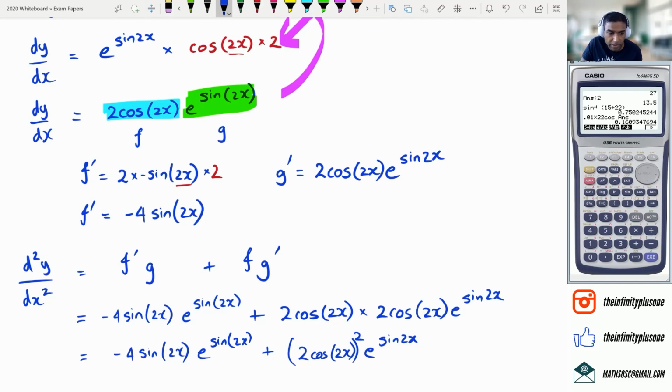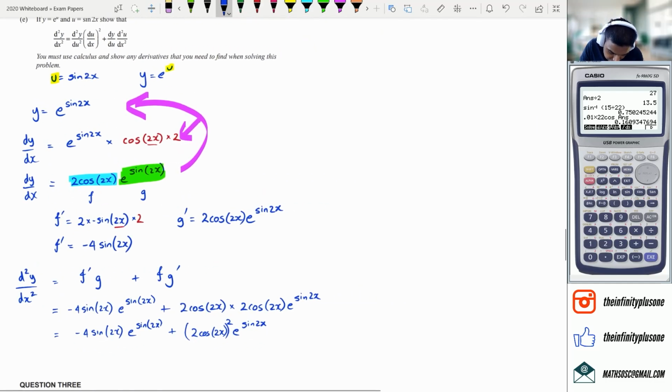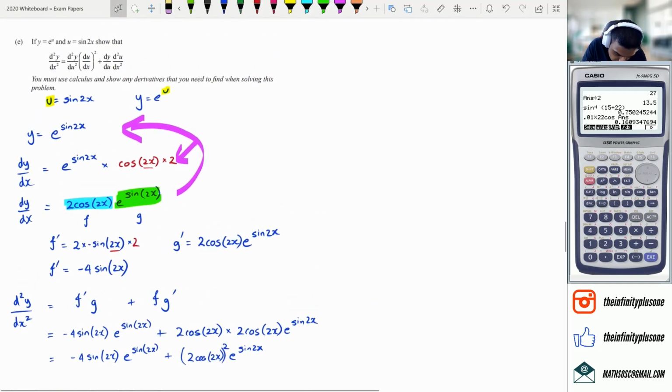So all I've done here is just the left-hand side at the moment. Now I've got to work on that right-hand side. So this was the left-hand side. Right-hand side, that looks uglier than usual. Just going to copy that down first. So u equals sine 2x and y is equal to e to the power of u.